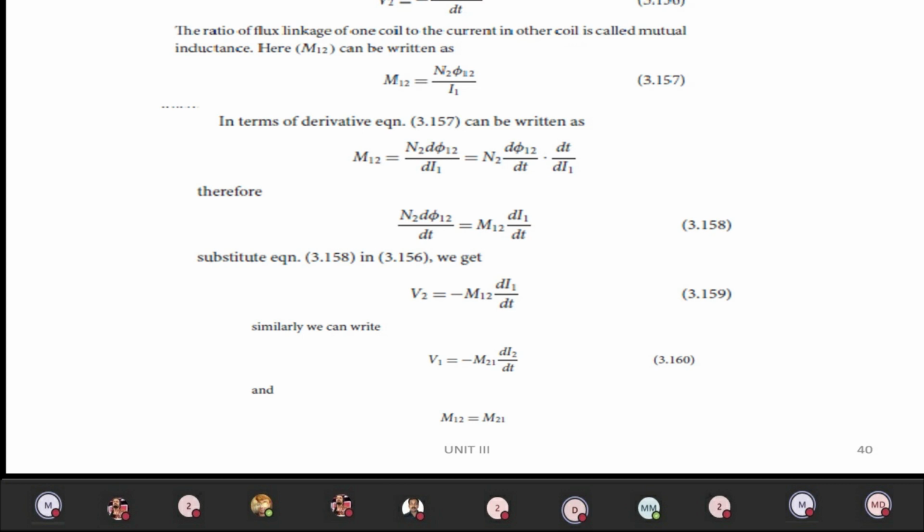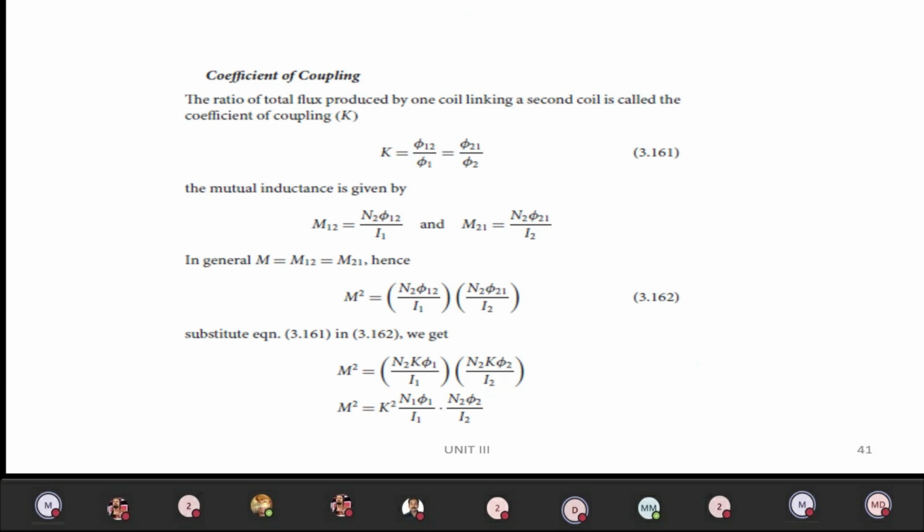Clearly see that concept: M12 and M21 are both the same. Then we have the coefficient of coupling, which relates both the coils. It is the fraction of the total flux produced by one coil that links with the second coil: phi21 by phi1 or phi12 by phi2.